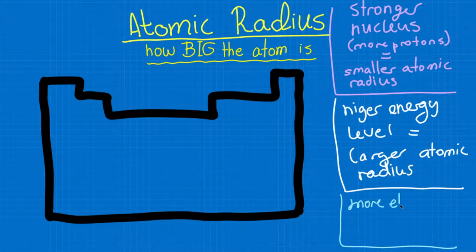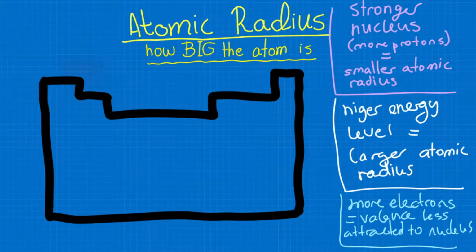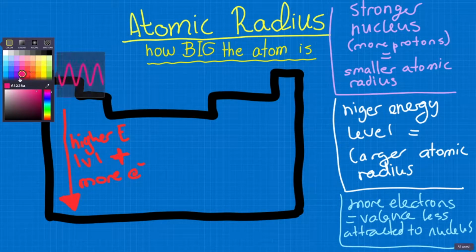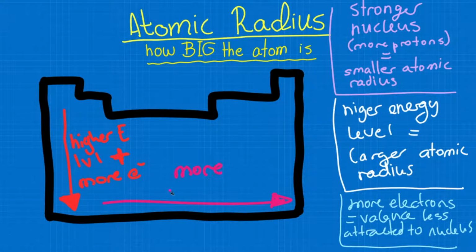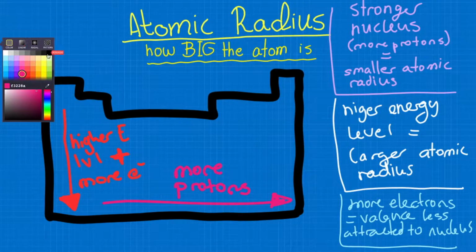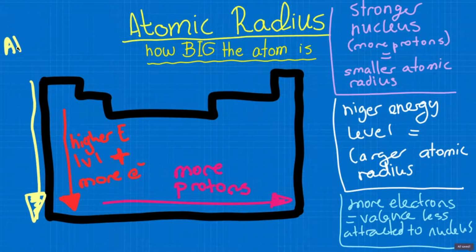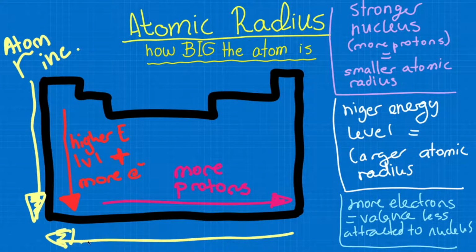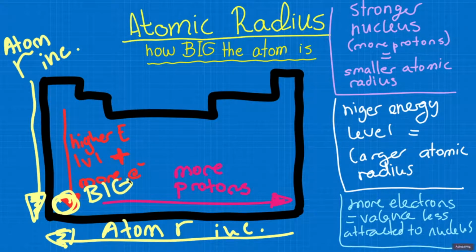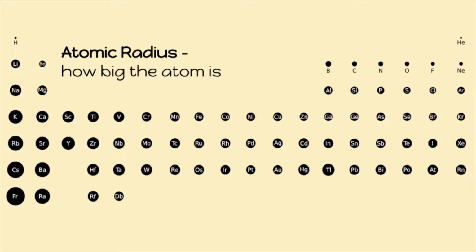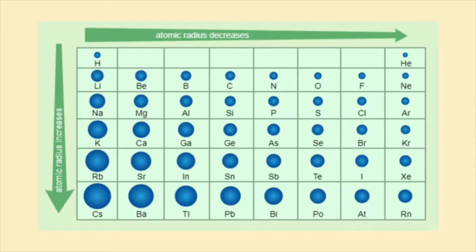Let's write down: more electrons equals valence electrons less attracted to the nucleus. And let's look at what it gives us for the trend on our periodic table. Higher energy level going down increases, and more protons going to the right. So that means that the atomic radius trend going down increases and going to the left increases. The bottom left corner is the biggest atomic radius, and the top right corner of the periodic table is the smallest atomic radius.